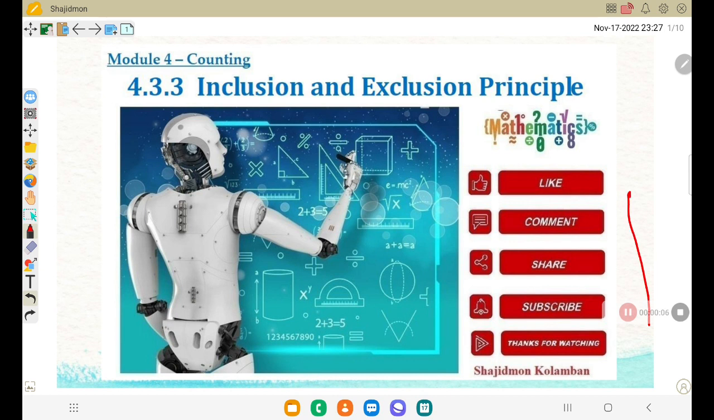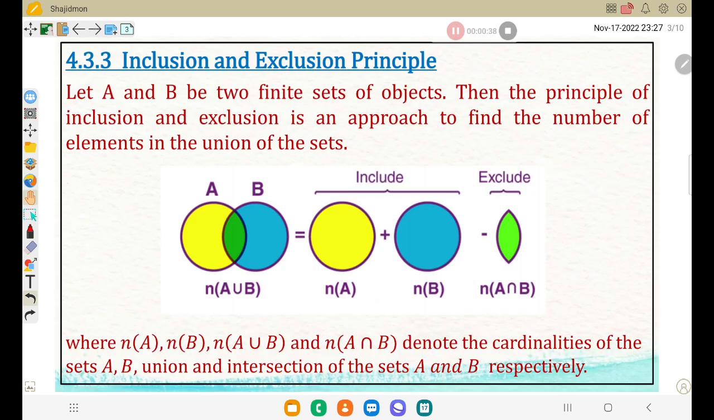In this recorded class, we are discussing a topic from module 4, the inclusion and exclusion principle. This is section number 4.3.3, that means section 4.3, third topic. Before this, I uploaded 4.3.1 as permutation and 4.3.2 as combination. Now this is the third idea, the inclusion and exclusion principle. Let's start the topic here.